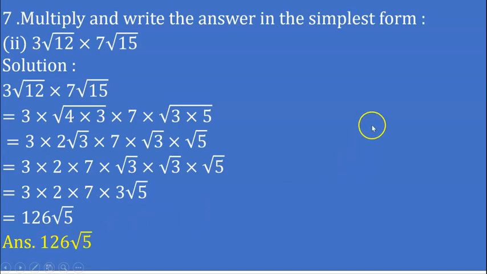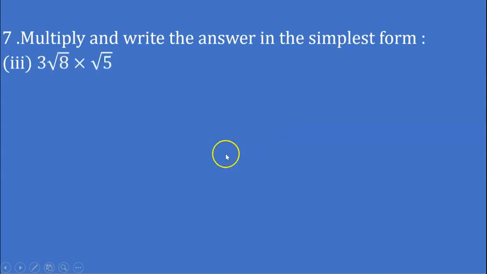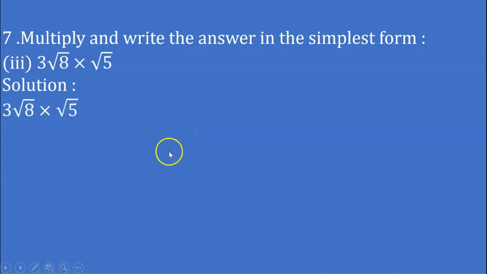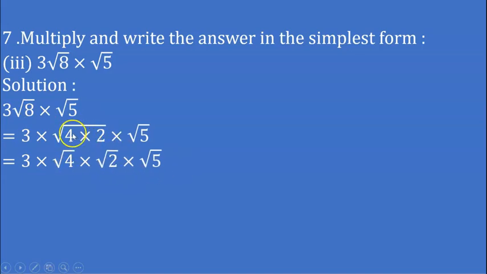That is 126 root 5. Next, 3 root 8 into root 5. Now 3 root 8 can be written as 3 root of 4 into 2, into root 5. Root of 4 into root 2 into root 5.